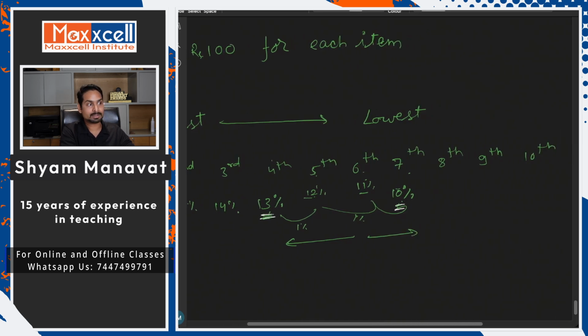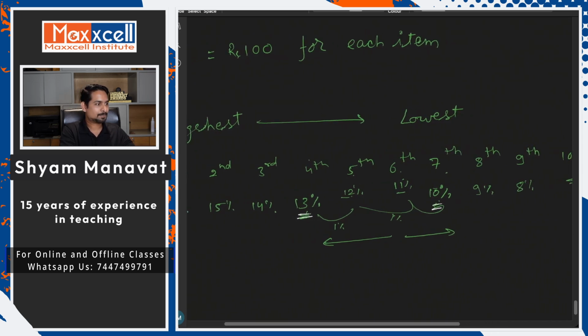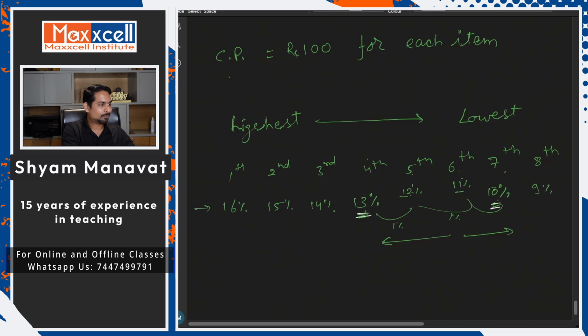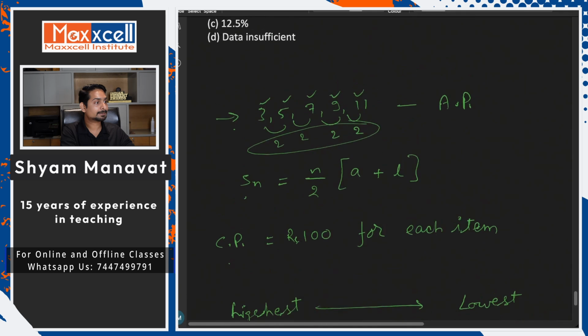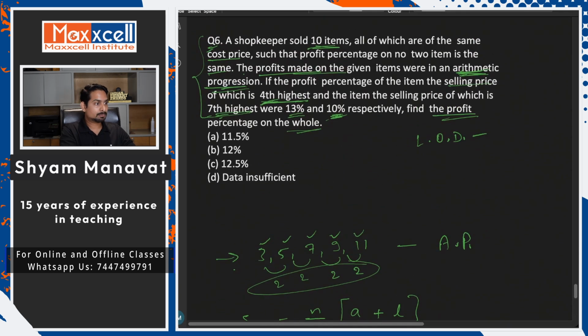And on the right-hand side, it is decreasing. So here further it should be what? 9%, 8% and 7%. Did you understand this? So this is what we got, the profit percent series. Are you okay with this? Yes. So what is the question?